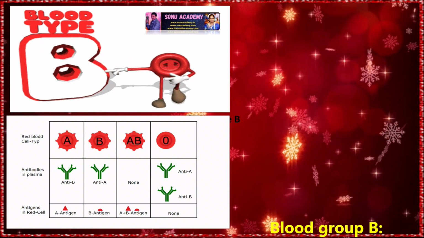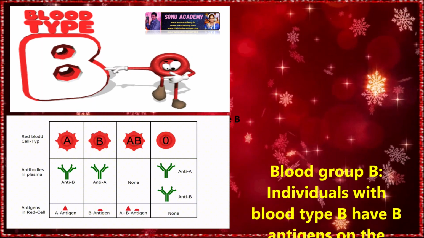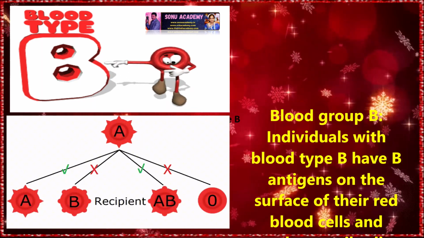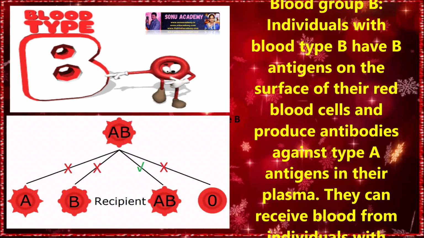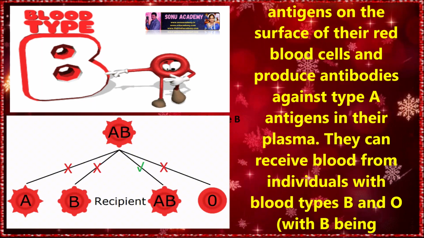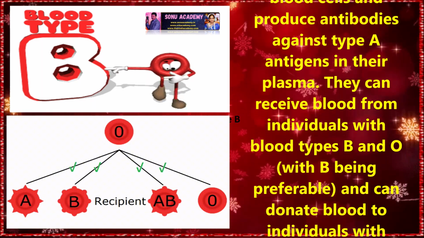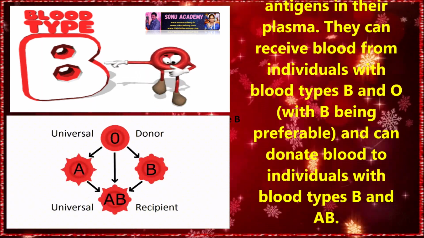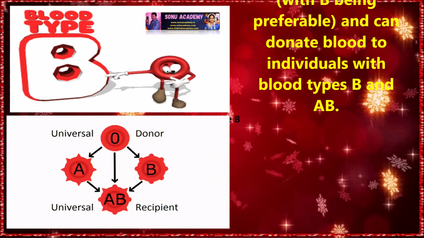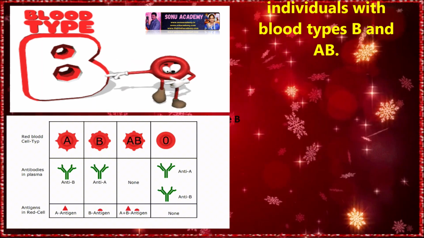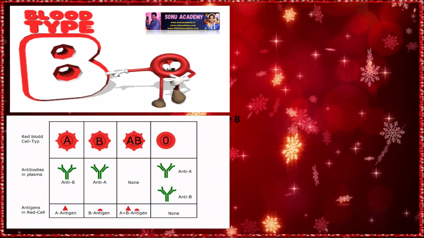Now let us discuss blood group B. Individuals with blood group B have B antigens on the surface of their red blood cells and produce antibodies against group A antigens in their plasma. They can receive blood from individuals with blood group B and O, and they can donate blood to individuals with blood groups B and AB.